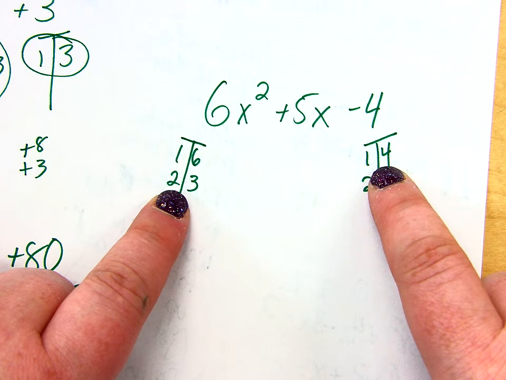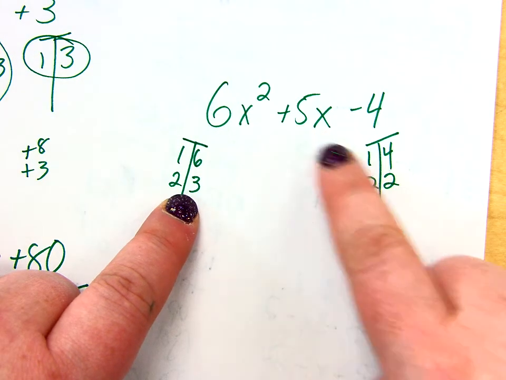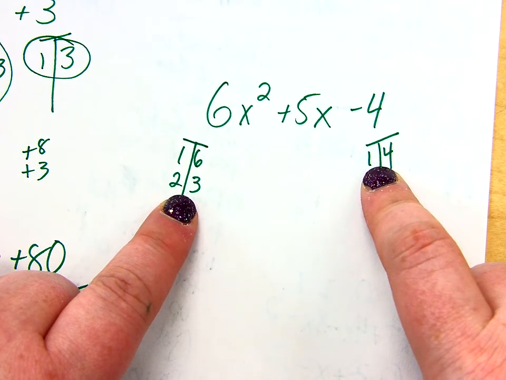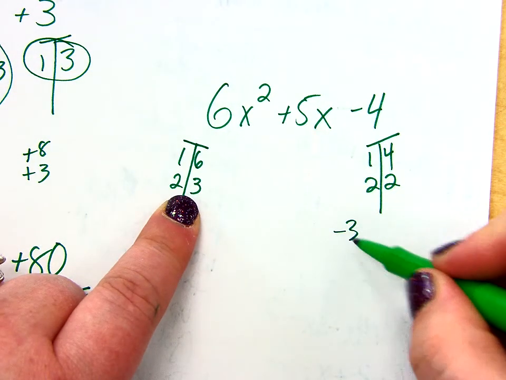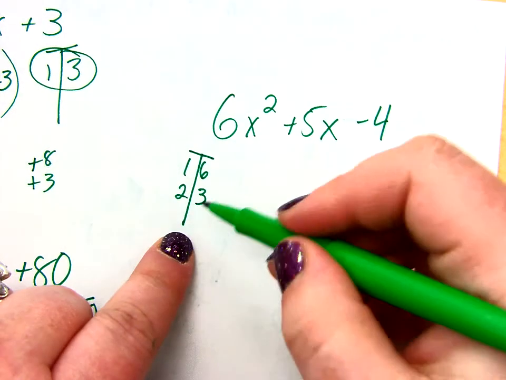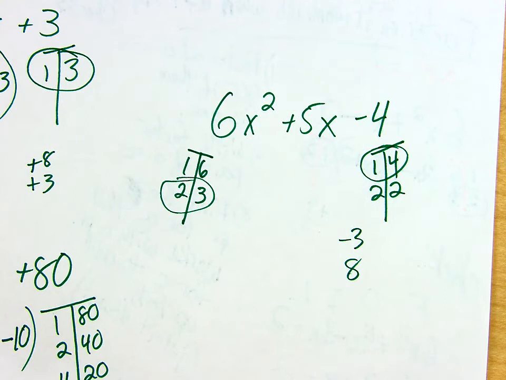8 and 3, that's 11, but I could have a negative. You have a negative 3. So I'll have a negative 3 and a positive 8. Ding, ding, ding. Negative 3, positive 8. As soon as you know it, jot it down. So I'm using these 2, a negative 3 and a positive 8.